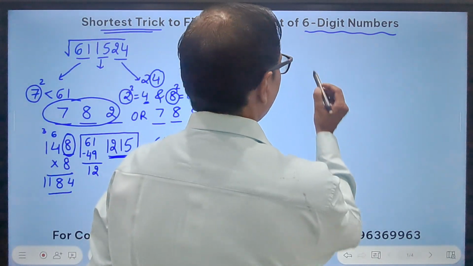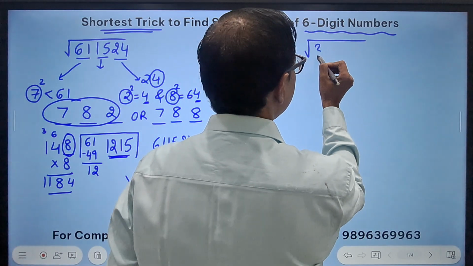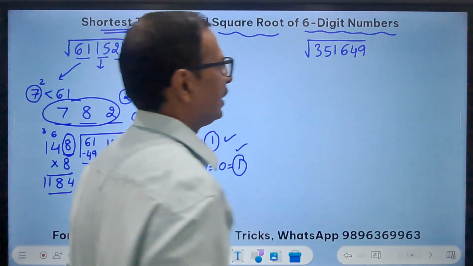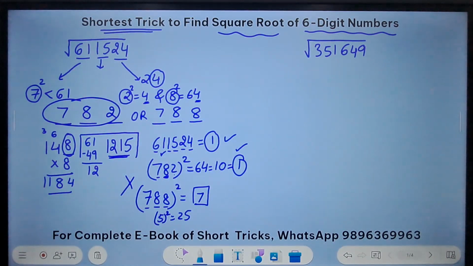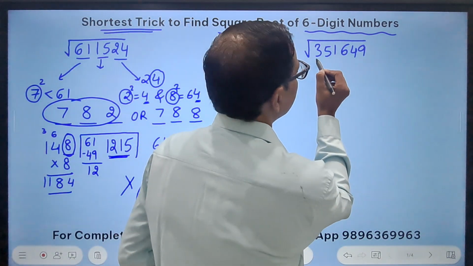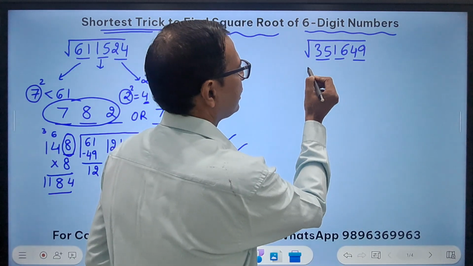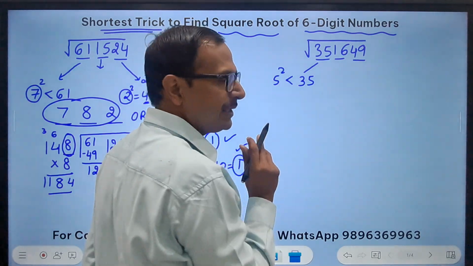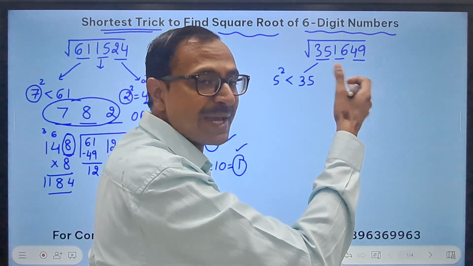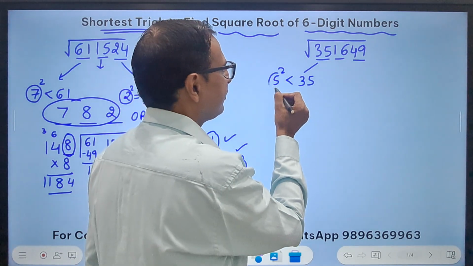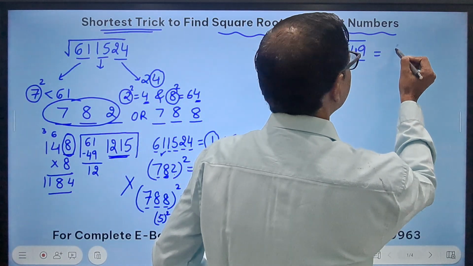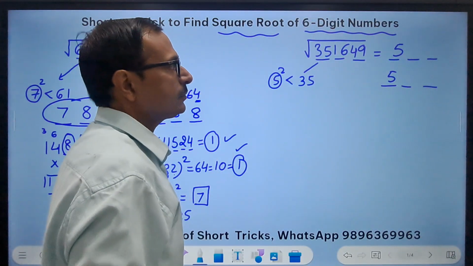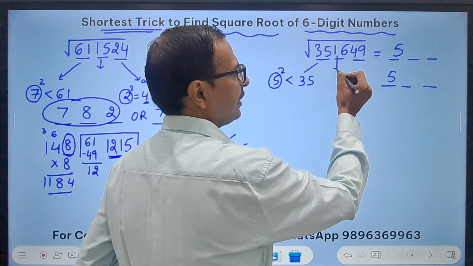I am taking the example of the number 351649. Right. Now again, I'll try to reduce the number of steps. Okay. So 35, 16 and 49. 35 is greater than 5 square, right? Because 6 square is 36, which exceeds 35. So I needed this 5. So my answer is either 500 something or 500 something, right? Now I don't know the middle digit, so I have to work on that.